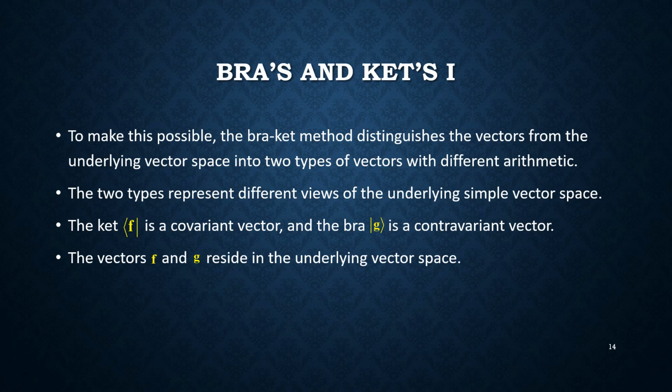To make this possible, the bracket method distinguishes the vectors from the underlying vector space into two types of vectors with different arithmetic. The two types represent different views of the underlying simple vector space. The ket f is a covariant vector, and the bra g is a contravariant vector. The vectors f and g reside in the underlying vector space.